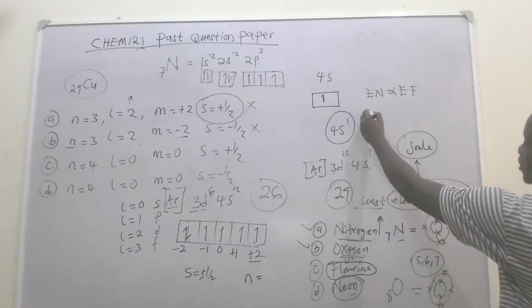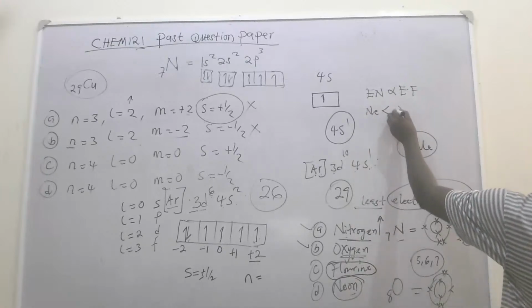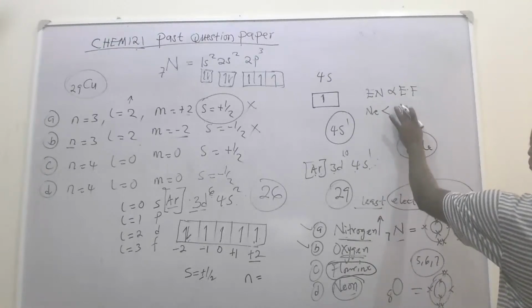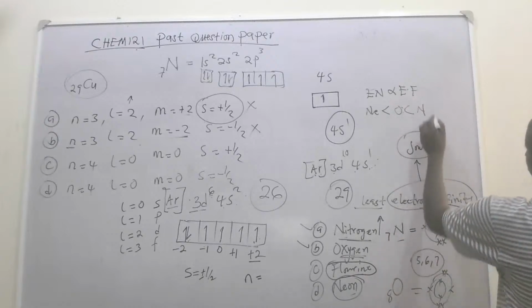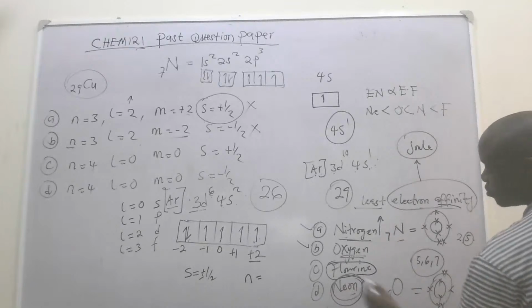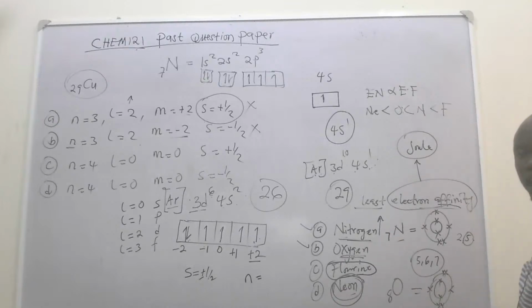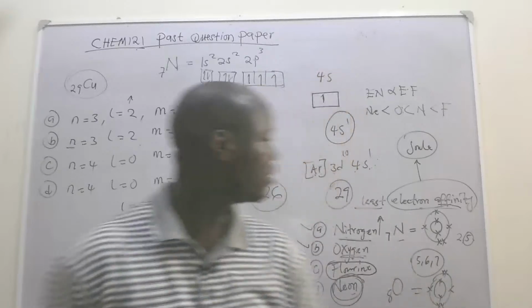So you can see that the electron affinity of neon is less than that of oxygen, and the electron affinity of oxygen is less than that of nitrogen. Neon is a non-metal and an inert element. Its outermost shell is completely filled, so it doesn't need to accept any electrons from other atoms. That is why it has the least electron affinity. So the answer is D.